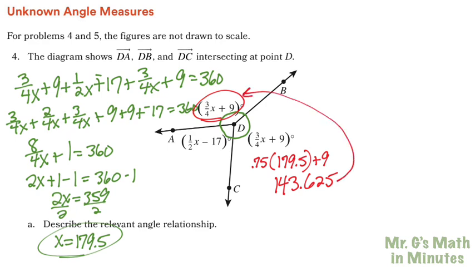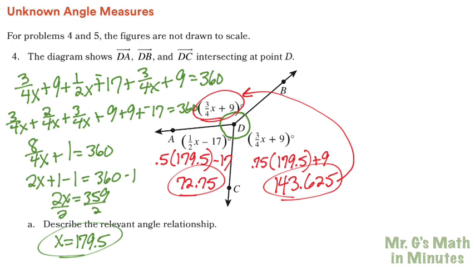And then down here for angle ABC, we would do 0.5 times 179.5 and then subtract 17, and that would give us 72.75. So those are our missing angle measures for all three of these angles. And if we add them all together, we would get 360.